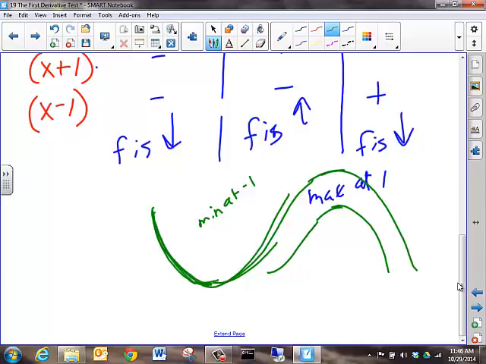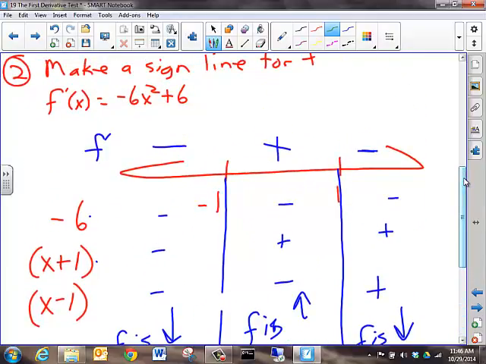Yes, ma'am? By doing a sign line, are we basically just taking the limit? No, we're not really taking the limit. We're determining what the sign, S-I-G-N, of the derivative is in here.